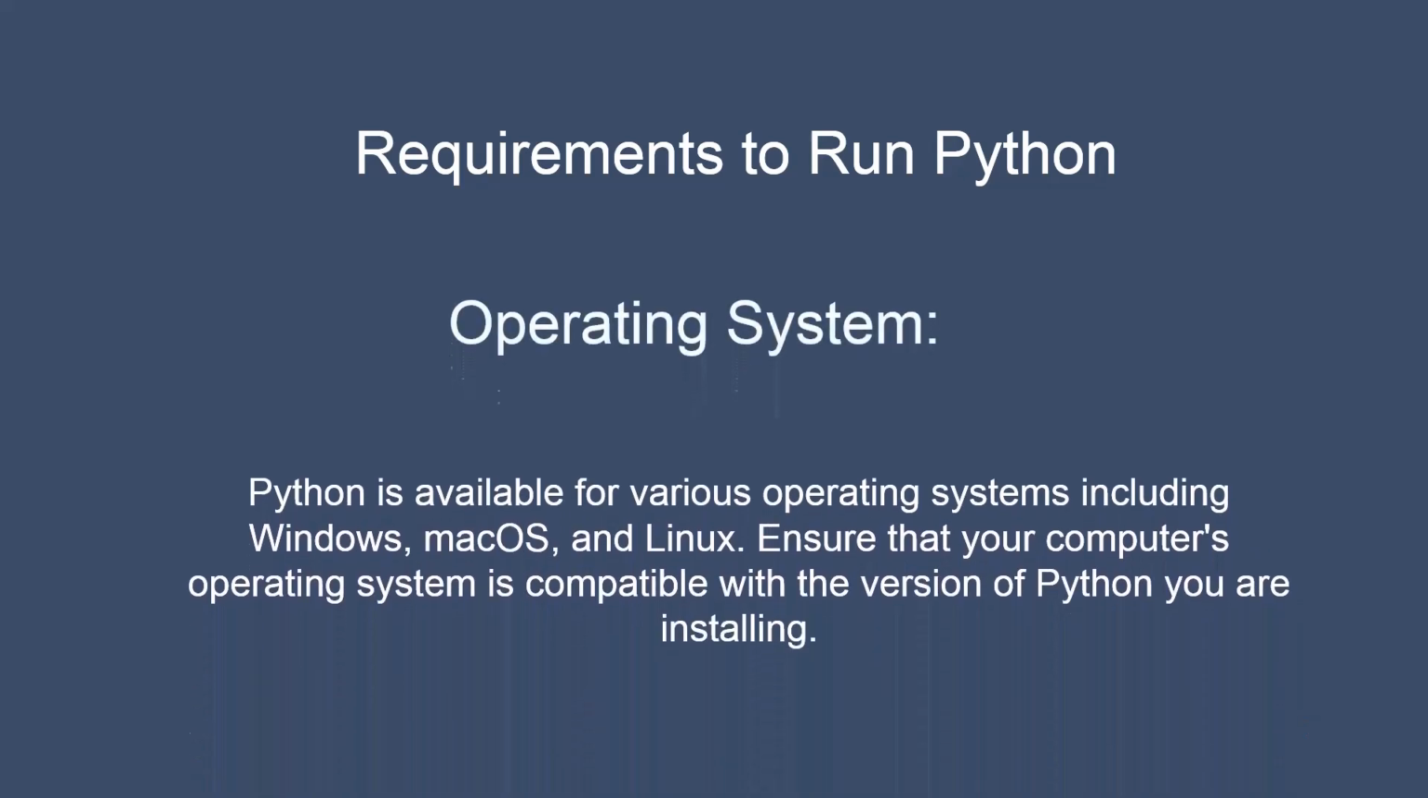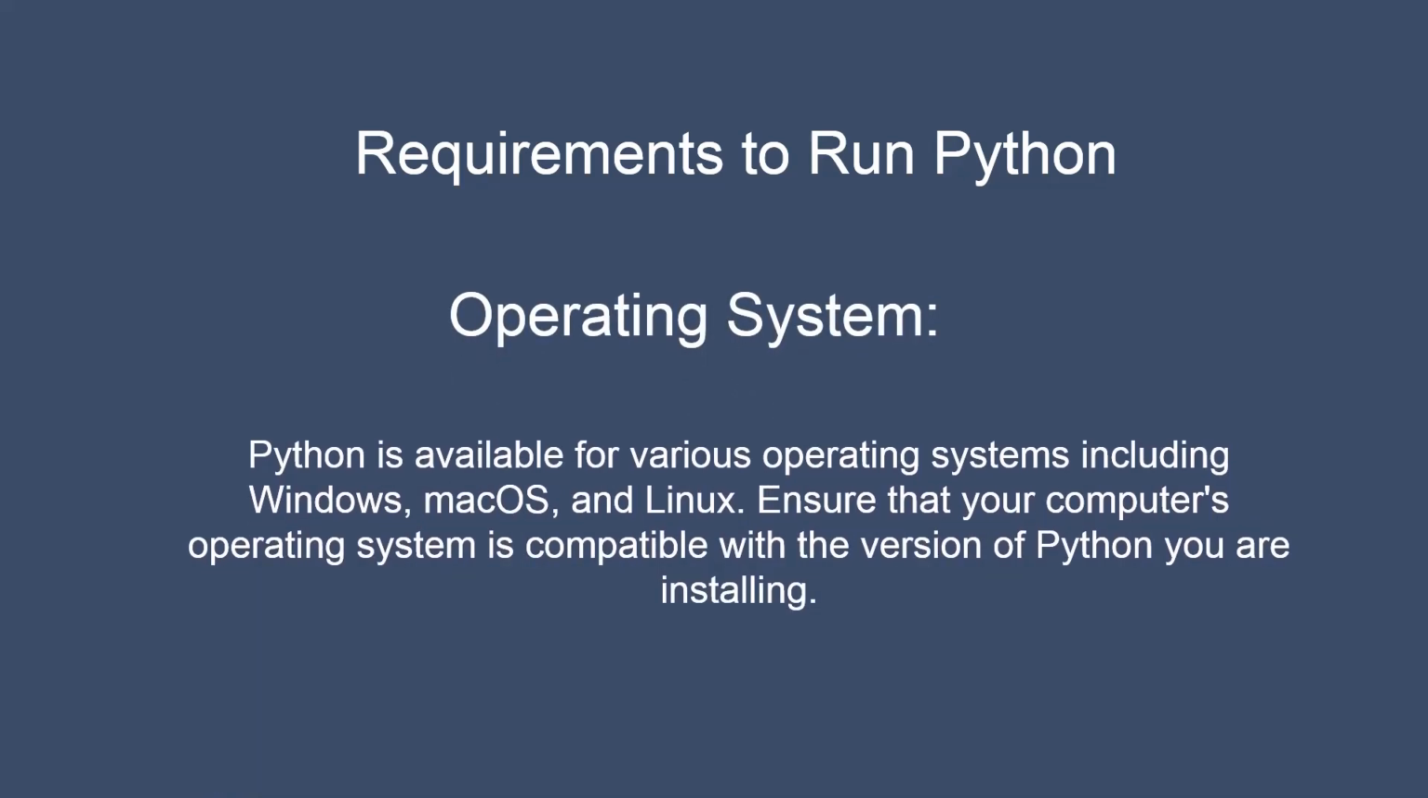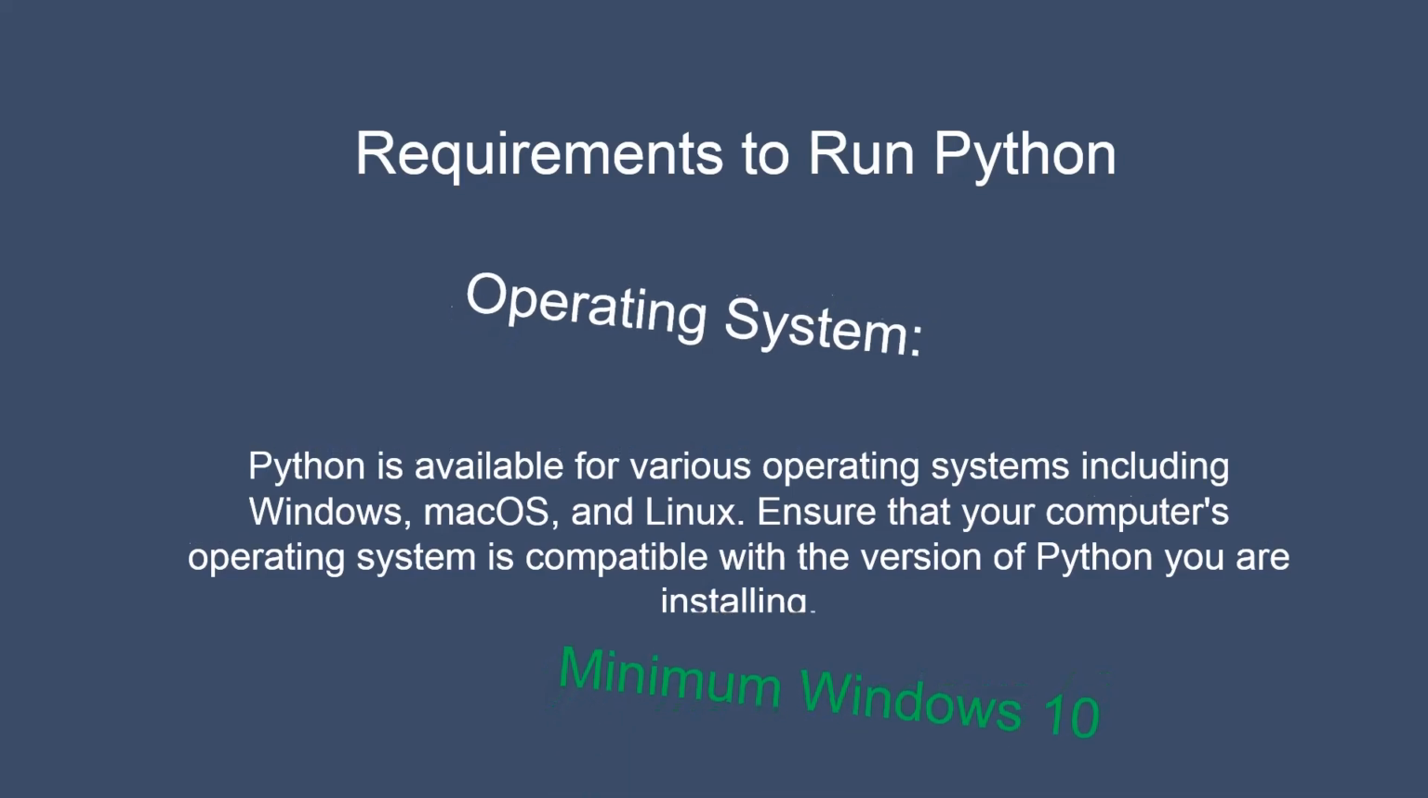Operating system. Python is available for various operating systems including Windows, macOS, and Linux. Ensure that your computer's operating system is compatible with the version of Python you are installing. For Windows, you need a minimum of Windows 10 to install Python on your computer.